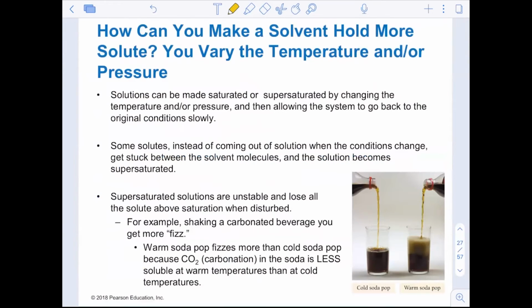How can you make a solvent hold more solute? Well, you vary the temperature and/or the pressure, okay? When you think about soda, if it's open to the atmosphere at 1 atm, you put it in the fridge to keep the carbonation there, to keep the carbon dioxide inside. If you think about a soda before you open it, right? Take a moment. If you have a soda with you, go get it, bring it back, maybe pause.